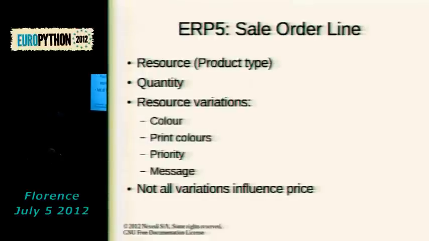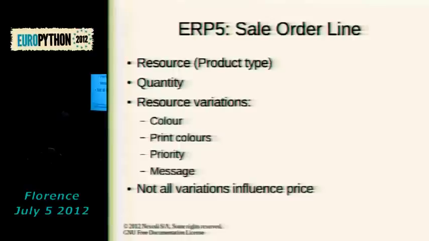Each sale order line, as I said, can have a resource, which is usually a product type or something that we are selling. It could also be a service. But basically anything that you want to put in as an identifiable thing that the client is acquiring. It could have resource variations. In the case of the t-shirt printing company, it would have different colors for the t-shirt, the number of colors for the print, the priority if this was an urgent order or not, and a message or the text or graphics or whatever that's going to be printed.